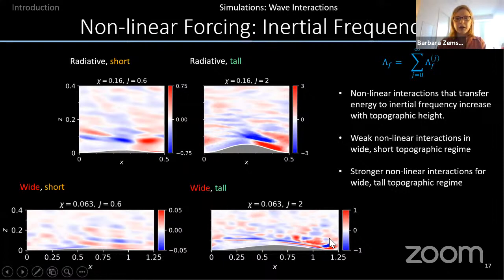However, for wide and tall topography, we're actually seeing much stronger nonlinear interactions in the lee of the topographic bump, suggesting that there are nonlinear interactions, even though they're non-resonant, that may actually be triggering and forcing inertial waves, and then those waves will travel and create some sort of periodic braking. And this process could be akin to something like hydraulic control that destabilizes the flow downstream of the topography.